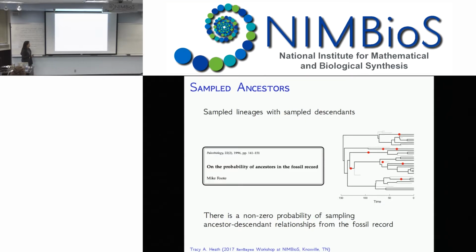And so this is a paper by Mike Foote in 1996 where he talked about the probability of sampled ancestors in the fossil record. And that's because if you have a diversification process and you're sampling back in time, there has to be some non-zero probability of sampling a lineage that also has a sampled descendant. And so that's what a sampled ancestor is. It's a lineage that's been sampled, say a fossil or a virus or whatever, that also has a sampled descendant later on.